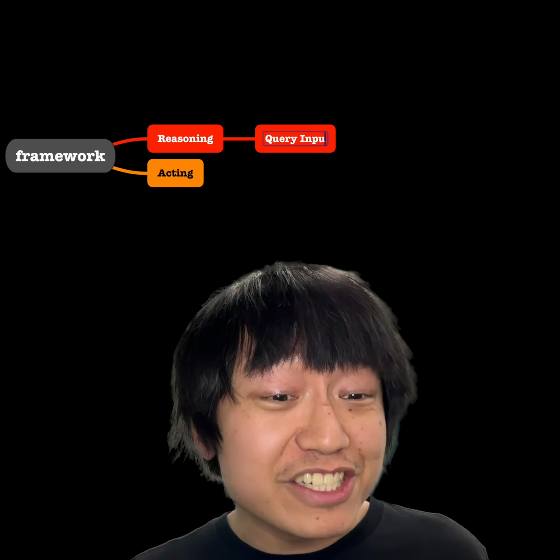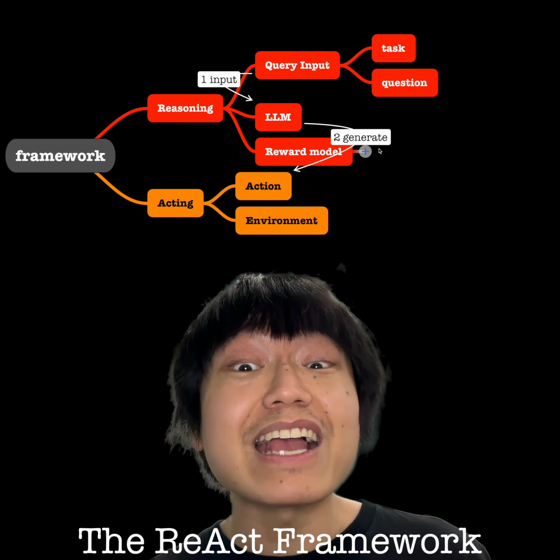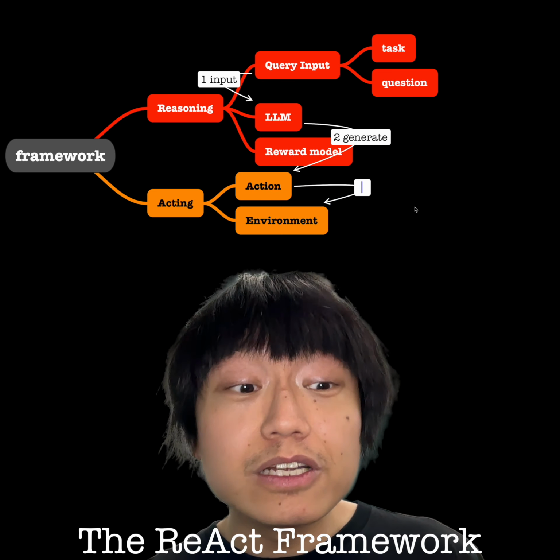The large language model generates an action based on the query, and then comes action execution. The agent performs the action in the environment, and then the environment gives feedback. The environment provides the observation or result. The last is reward assessment, where a reward model gives a binary reward, which is success or failure.